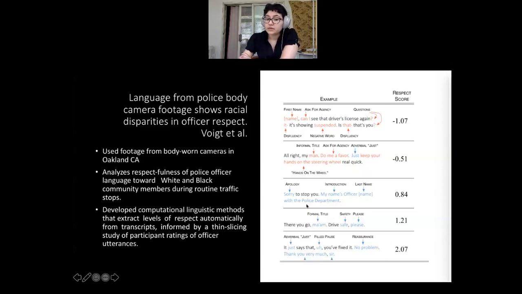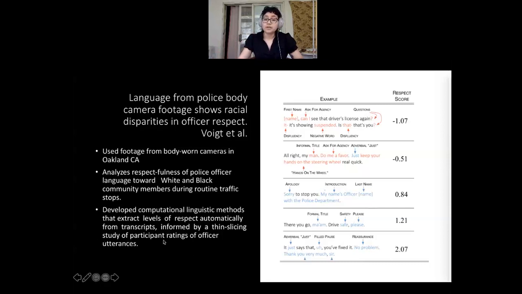"Sorry to stop you, my name's blank with the police department." So there's more formality here. For sure, there's apology, introduction, and they called themselves by their last name, so it's more formalized. And so they developed this whole schema prior, and then they applied it to the data that they had.